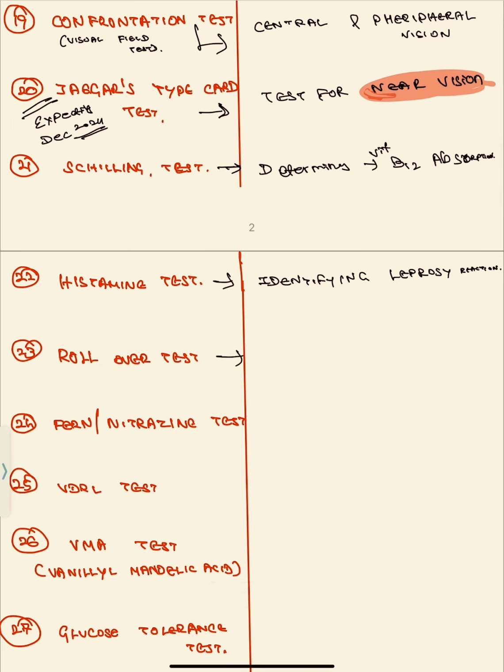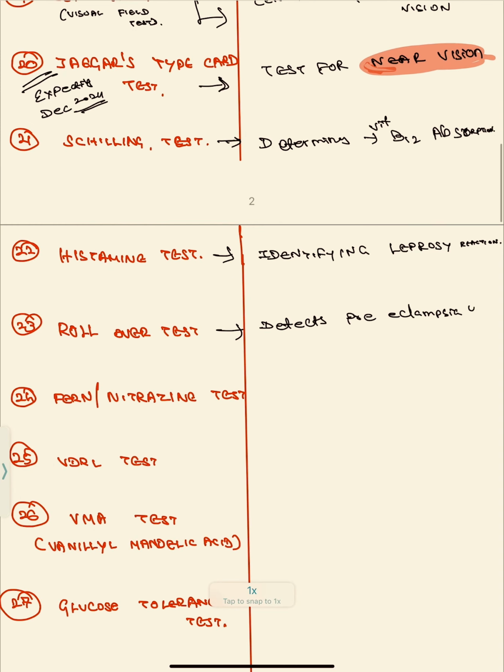Rollover test, it's for preeclampsia. It is usually for detecting preeclampsia in pregnancy. Let's write it down. Detects preeclampsia in pregnancy.